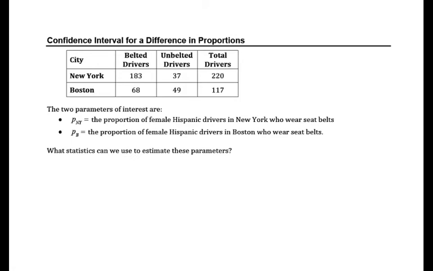So the statistics we can use to estimate these we would call P sub ny hat, and it's going to be the total belted in New York over the total drivers in New York. So belted in New York is 183, and total in New York is 220. And we can calculate this proportion as 0.83.